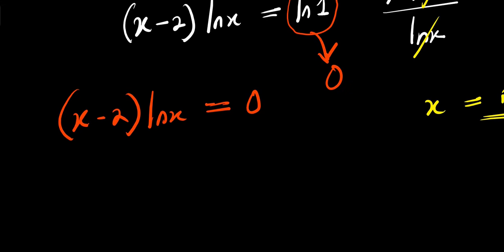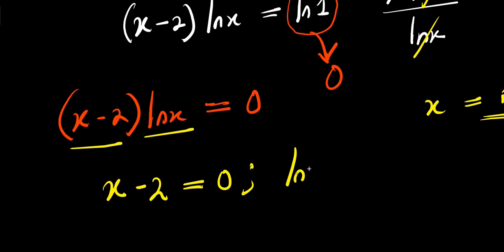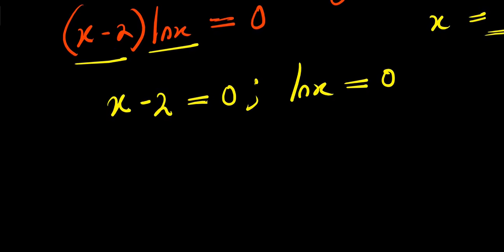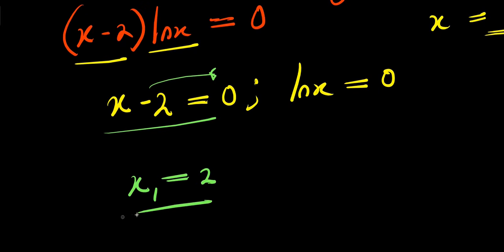So we can solve these individual equations. I can equate each of them to 0. I have x minus 2 equals 0, and I have natural log of x equals 0. So we are going to solve this. To solve this, I move negative 2 over here. I have x equals 2. So this is our x1.